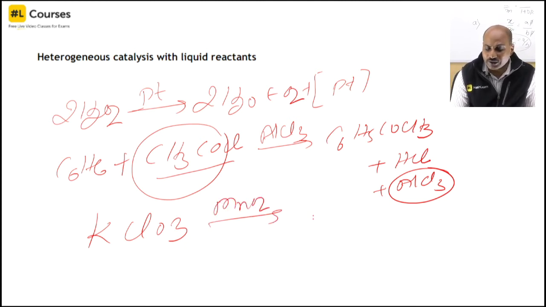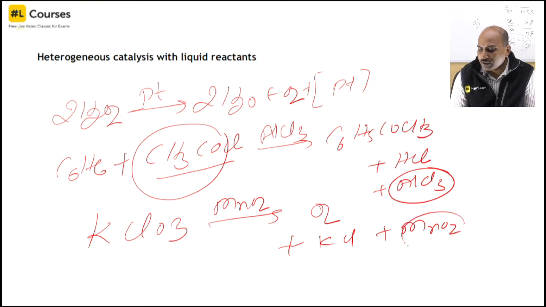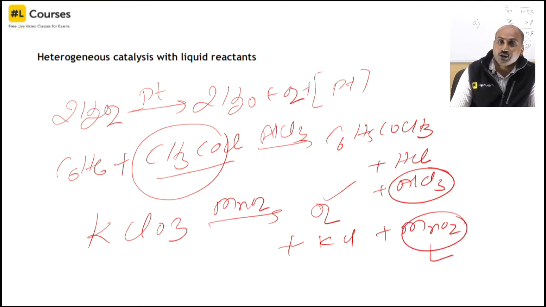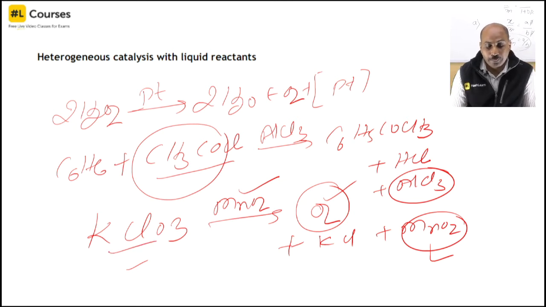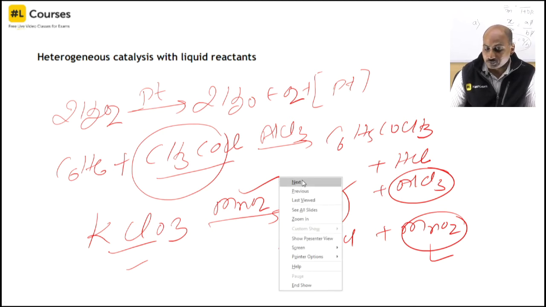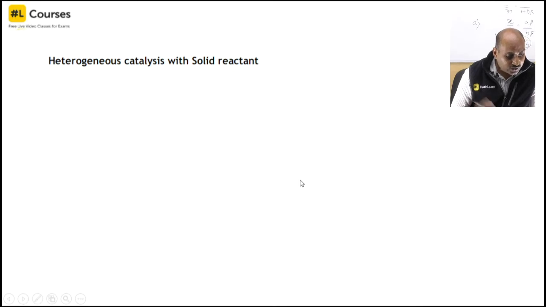This is the reaction where we are able to get molecular oxygen along with KCl, potassium chloride, and your manganese dioxide comes out. Now, look here: this is in the solid state, whereas this is in the gaseous form. So if you want to generate dioxygen, this is one of the reactions we use as heterogeneous catalysis in the solid phase, because here the reactant is in the solid phase, as well as the catalyst, manganese dioxide, which is also a solid.